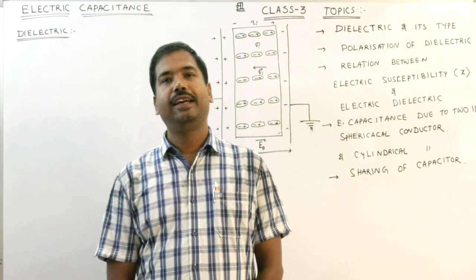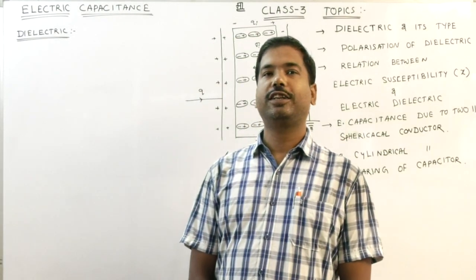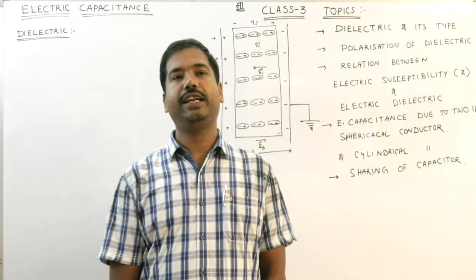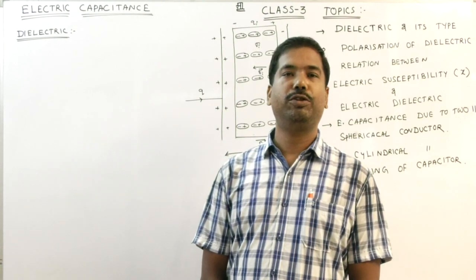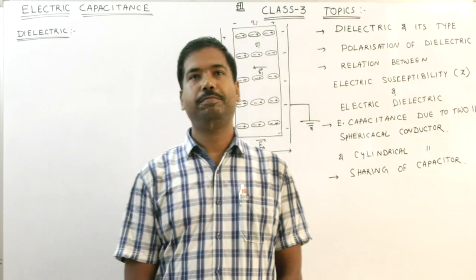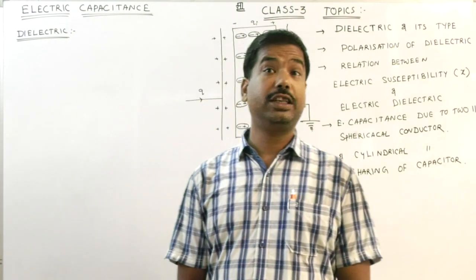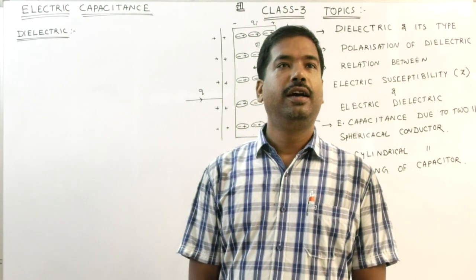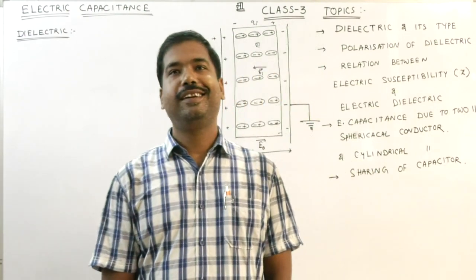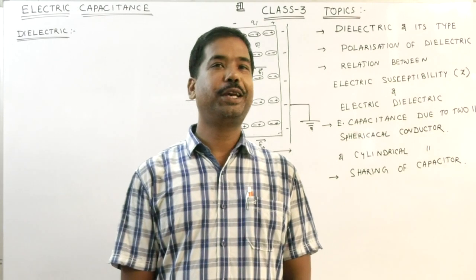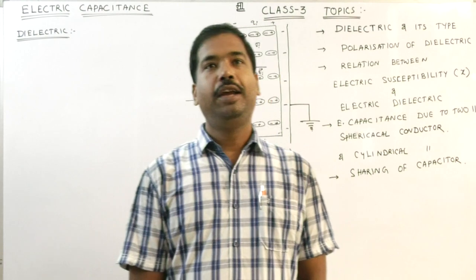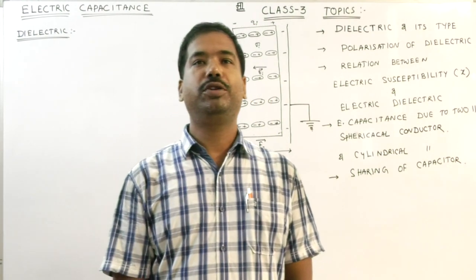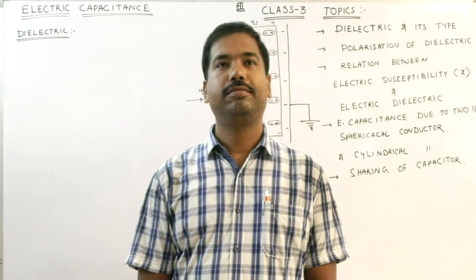My dear friends, in the electric capacitance first class we have discussed a lot of things about the electric capacitance, spherical conductor, and then we have discussed about the parallel plate capacitor. In the second class we have discussed a lot of things about the potential energy of a capacitor, its energy density and grouping of a capacitor. In the third class we are going to discuss about the dielectric.